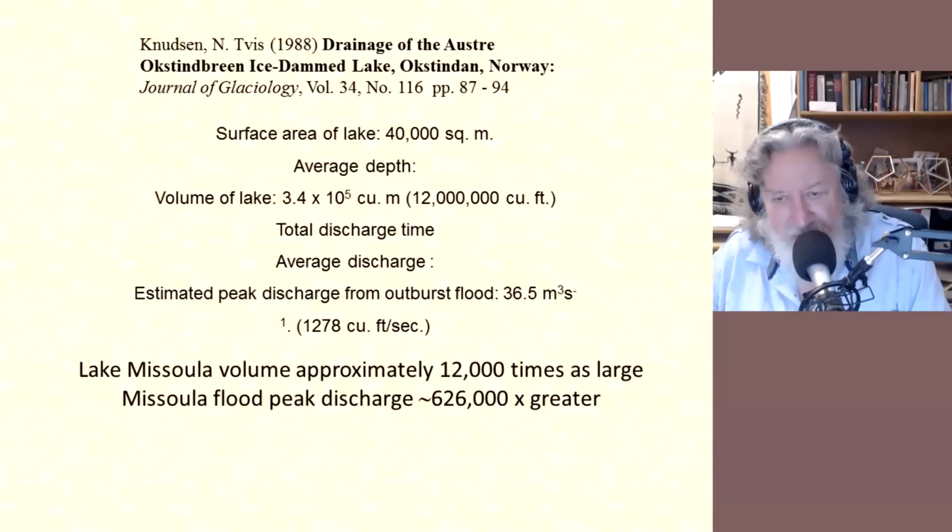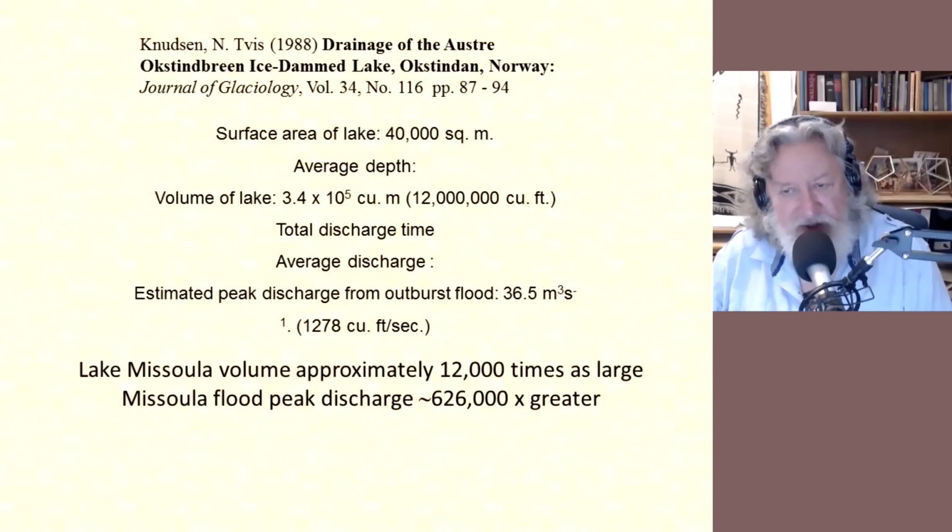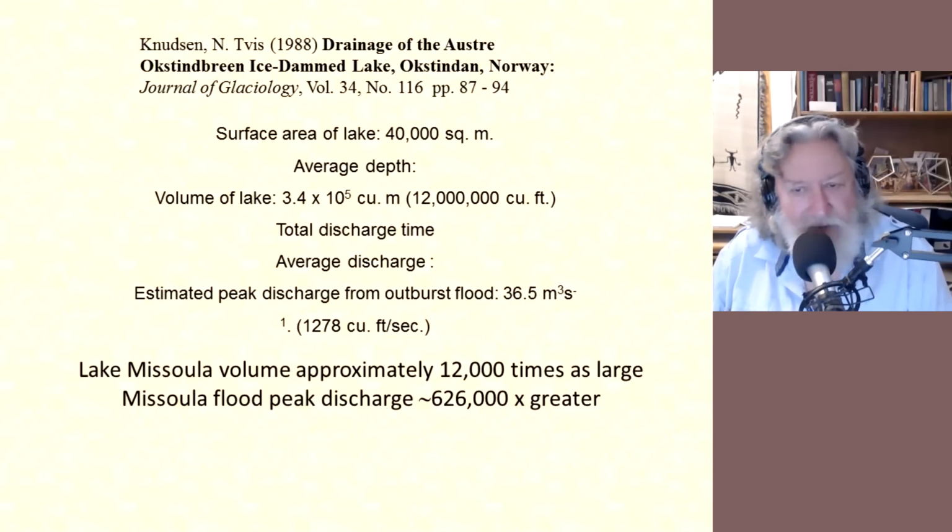So it goes on. I mean, we could talk about this ice-dammed lake. The volume of this lake was 12 million cubic feet, which I haven't converted to cubic miles yet. But same thing. Okay, so the estimated peak discharge. This was a big catastrophic outburst flood in Norway, published back in 1988 in the Journal of Glaciology.